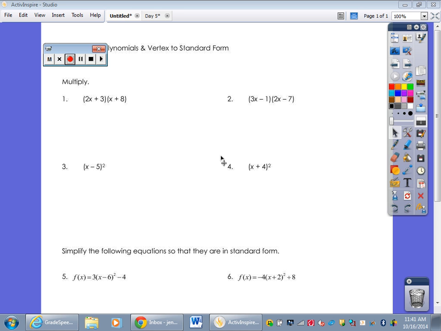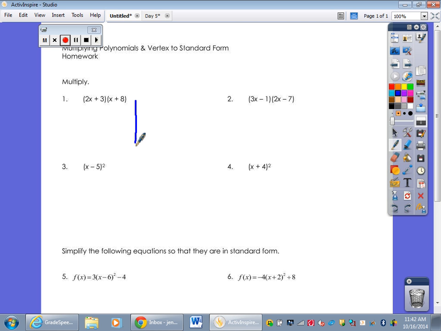Today we talked about multiplying polynomials and changing from vertex form that we talked about a couple of days ago to the new form we learned about, which is standard form of a quadratic. So we taught you how to multiply this, and you could either use the distributive property twice, or you could use the box method. Most of you like the box method a lot better. So I am going to use the box method for the homework, okay?